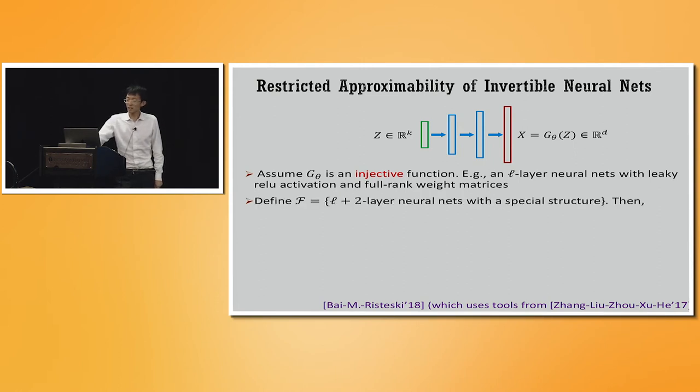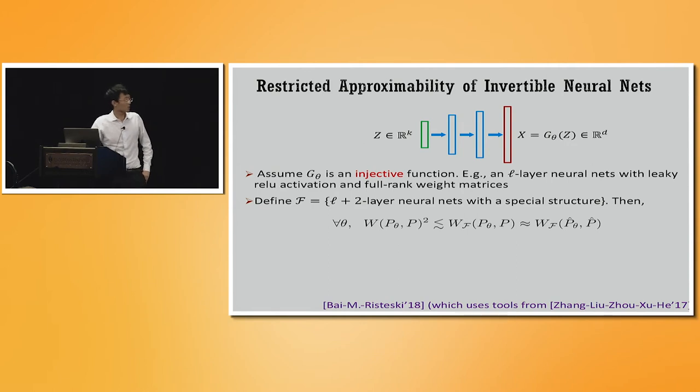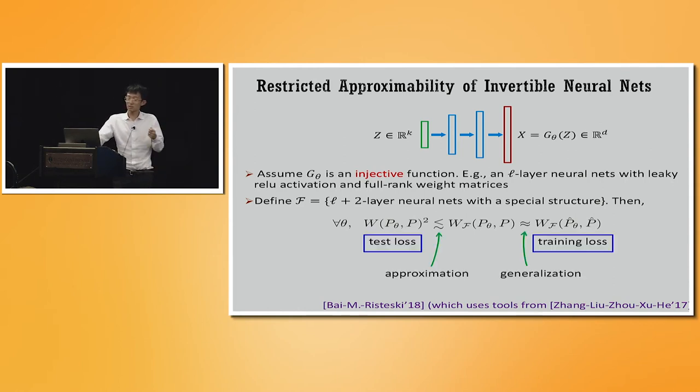Under this assumption, we can design a family of discriminators, which is basically an L plus 2 layer neural network with some special structure at the end. And if you have such a discriminator, we can show such restricted approximability. Let me parse this equation for you. On the very left-hand side is the test error we care about, the Wasserstein distance between the learned distribution and the true distribution. The first inequality is the approximation between WF and W, so we show that WF with the weak discriminator can approximate the Wasserstein distance. And the second, approximate equality, is the generalization between the empirical distribution and the population distribution. We show that the training loss is actually close to the WF distance between P theta and P.